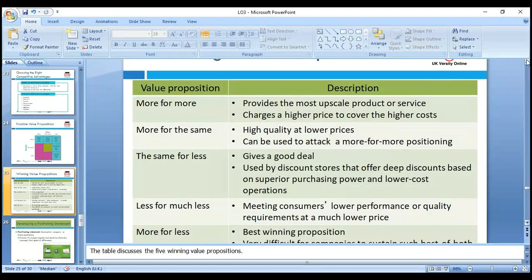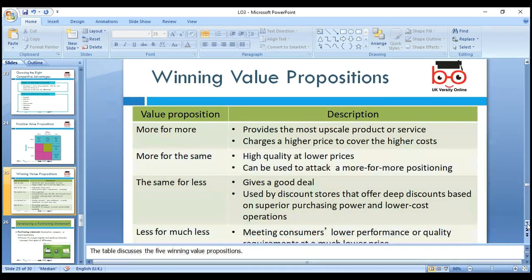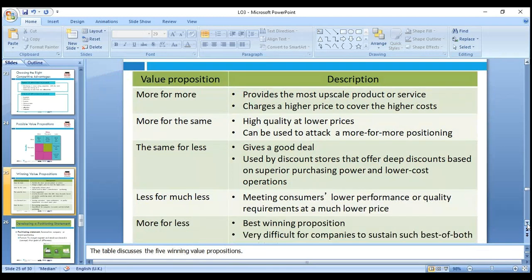Maybe this year, if you buy this product, you have a right to win this and that. Value propositions: more for more provides a more upscale product or service and charges a higher price to cover the higher cost. More for the same offers high quality at a lower price. For the same for less positioning, we can give a good deal, like discount stores, which offer deep discounts based on superior purchasing power and lower cost operation.